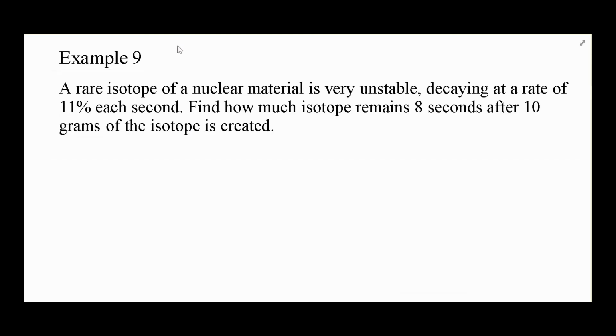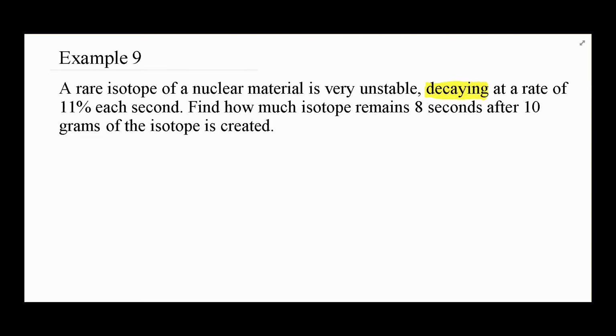So let's look at this example. We have a rare isotope of a nuclear material. It's very unstable, and it's decaying. This is a big keyword. Obviously, in the notes here, we just covered decay, so it's going to be decaying. But if this wasn't directly out of the notes, you would see that keyword decay and say, I know this is a decaying problem. I know I'm decreasing the amount that I had.